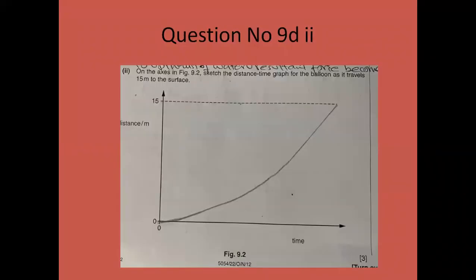Then the distance time graph will be a straight line. Okay, so here we go. Here you can see I have made an increasing curve, and then this is a straight line until you reach the 15 meter.